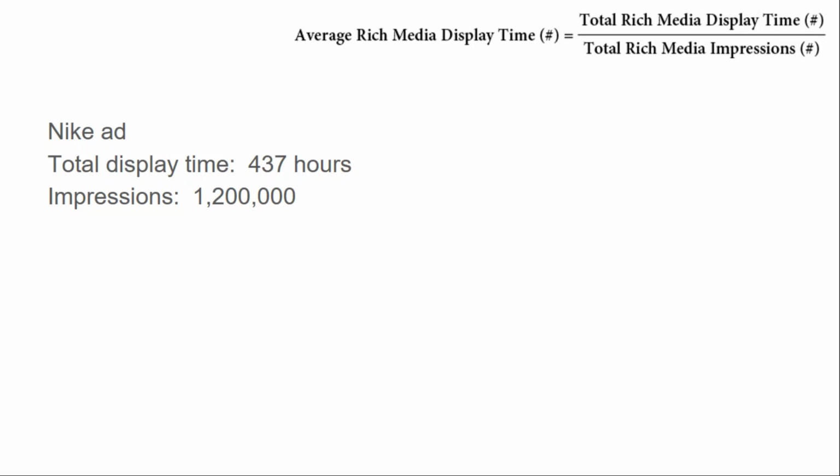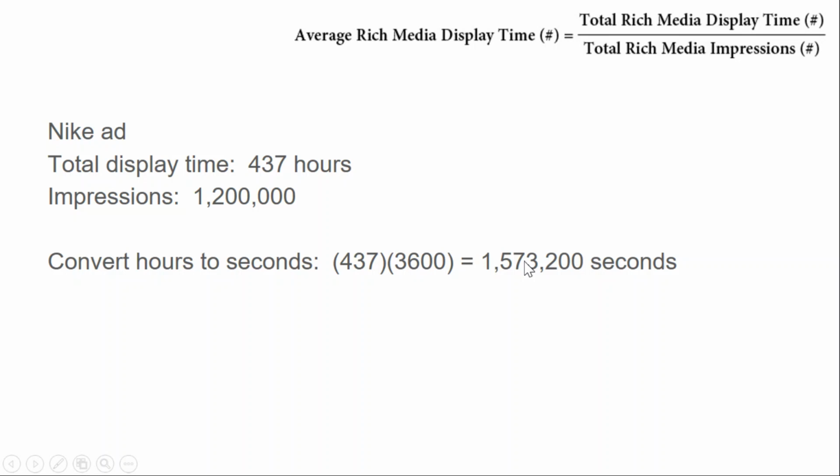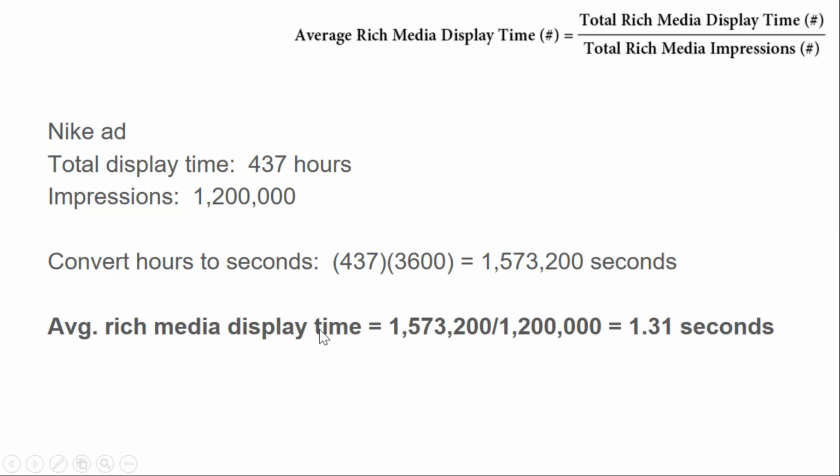It's important to know that you need to convert total display time from hours into seconds, because if you leave it in hours and divide 437 by 1.2 million, you get a super tiny number. It's kind of hard to wrap your head around. It's like the cost per thousands that we talked about in a previous chapter. So the first thing we do is convert hours to seconds, and quite simply you take the hours and multiply by 3600, because there are 3600 seconds in an hour. That gives us 1.5732 million seconds, and then we plug that into our formula, so our average rich media display time is 1.31 seconds.